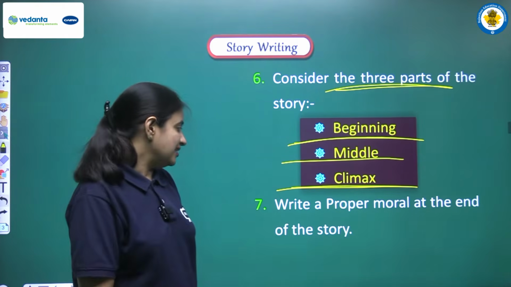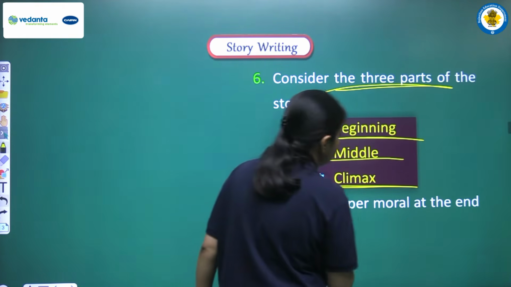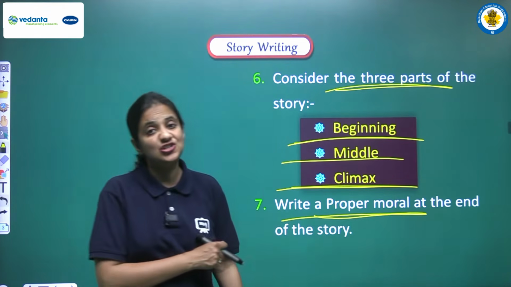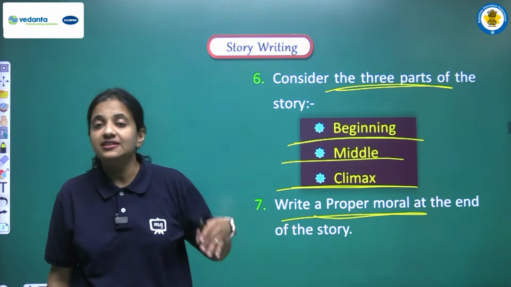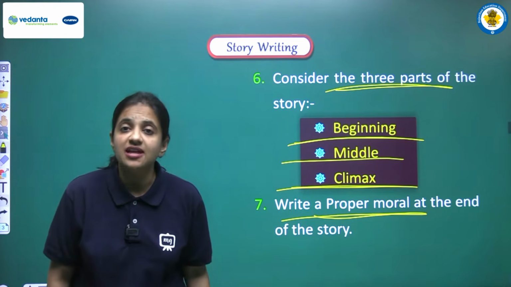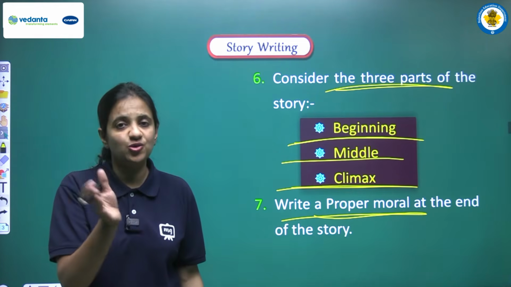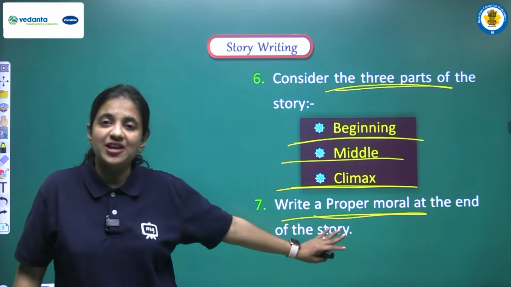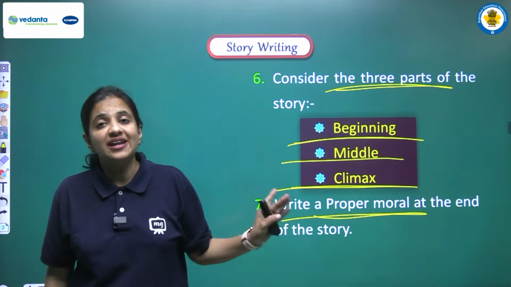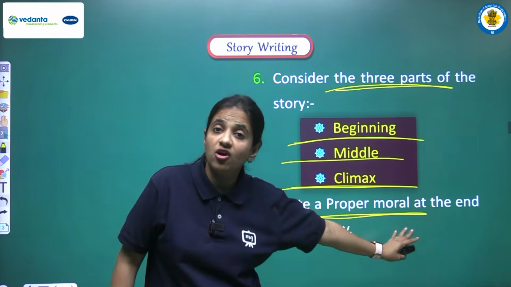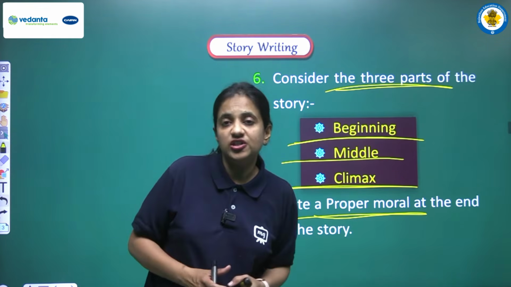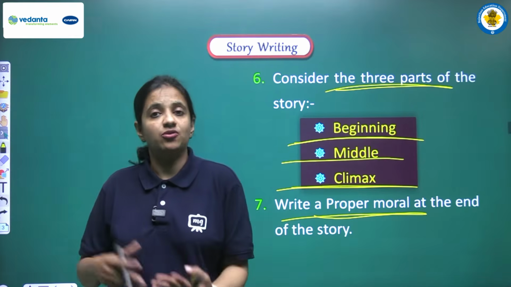Okay, next is to write a proper moral at the end of the story. It's another important point. It's just like the title of the story. When we are starting our story, first of all we have to write the title. Similarly, when we have written the story, then at the end of the story we have to write a proper moral also, because all stories are incomplete without a moral.